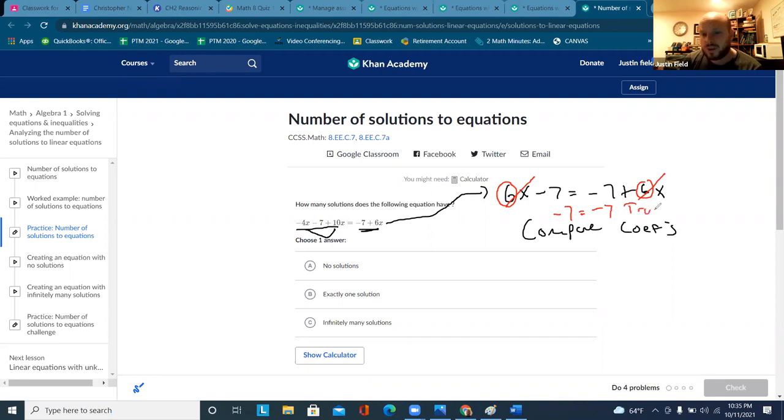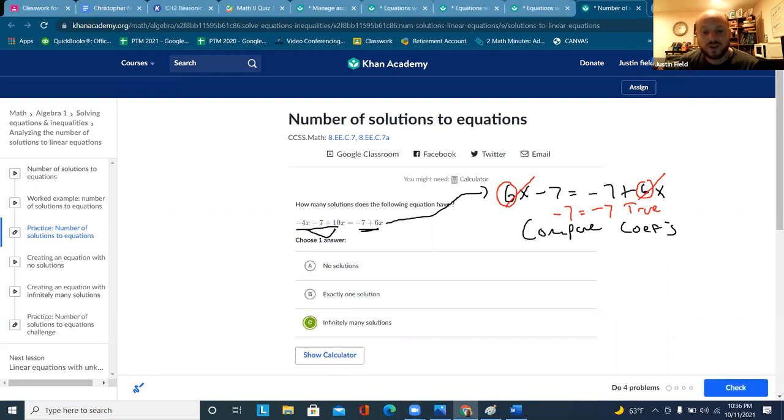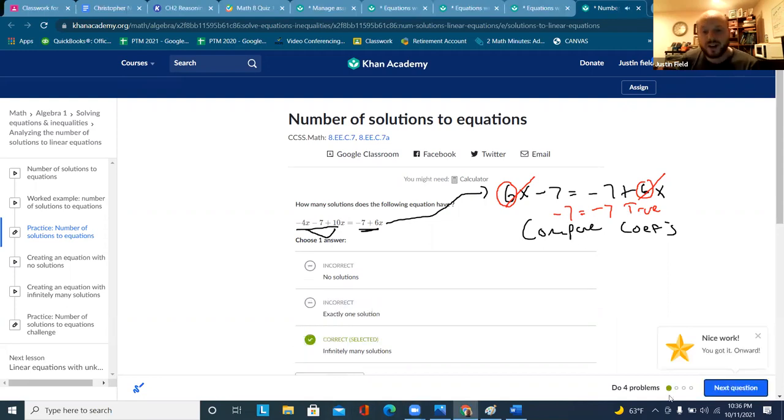which is true. All right, so if the coefficients end up being the same on the left and the right before you move your variables and numbers, then something is going to happen. It's not going to be normal. You're either going to have no solution or infinite solutions. In this case, -7 is equal to -7. So that is infinite solutions. When you get a true value, it's infinite.